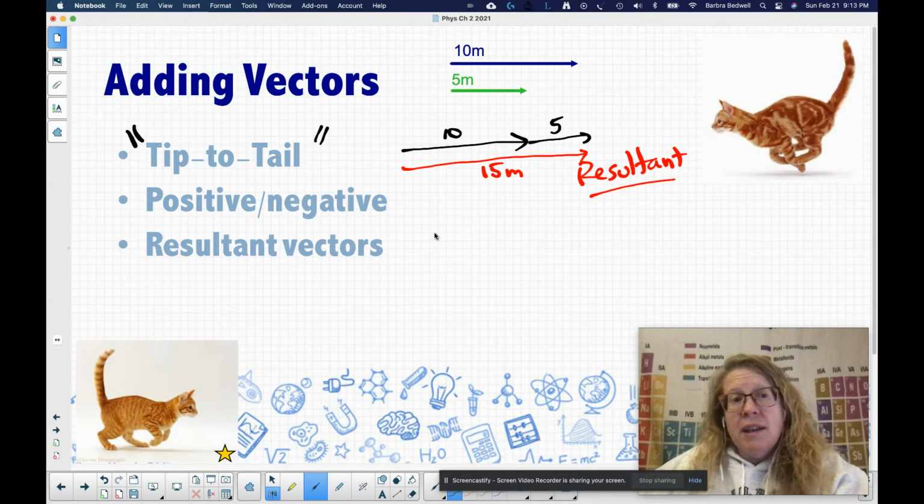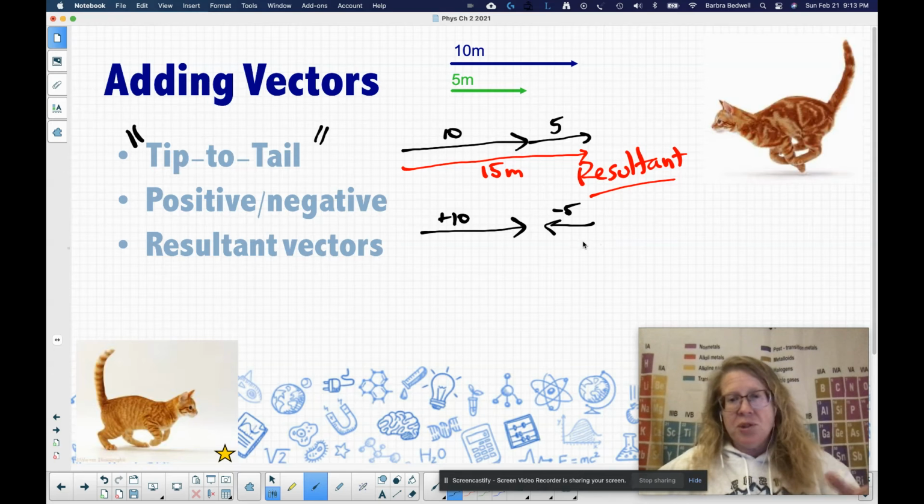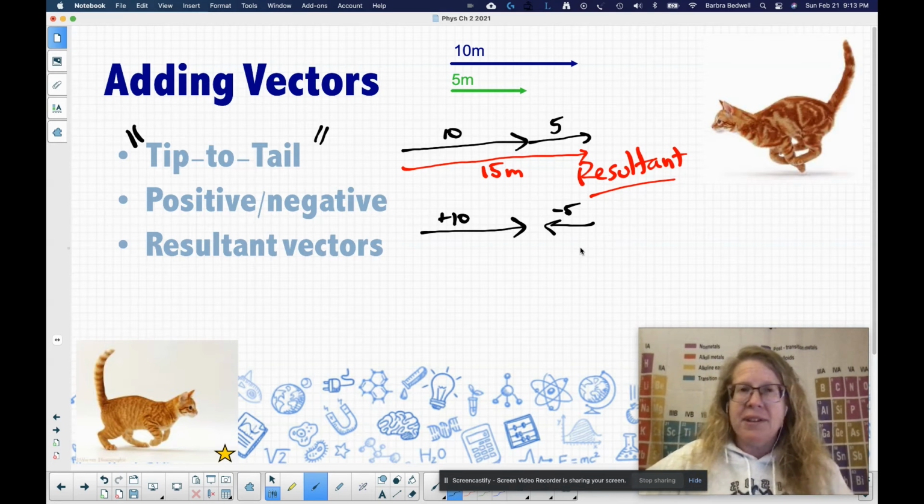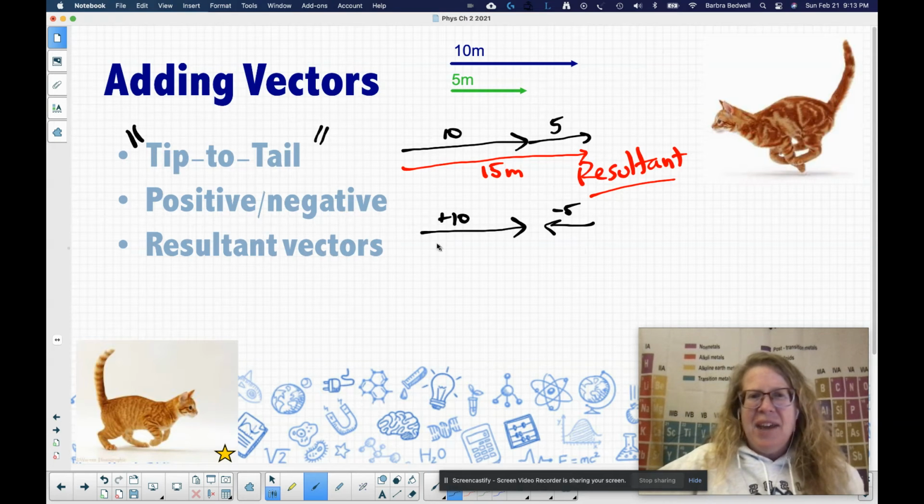What if the cat went 10 meters this way and then went 5 meters this way? So now if we're going like this, plus 10 and minus 5, I know the math on this is really easy. This is not about the math. This is about how do we represent this in terms of a diagram that makes sense. Okay, if our cat went plus 10 and then minus 5, notice if we're trying to figure out what our resultant is here, these two vectors are not placed tip to tail. These two vectors are placed tip to tip. So what we would do instead is we would draw them in this fashion. Let me erase this one real quick here.